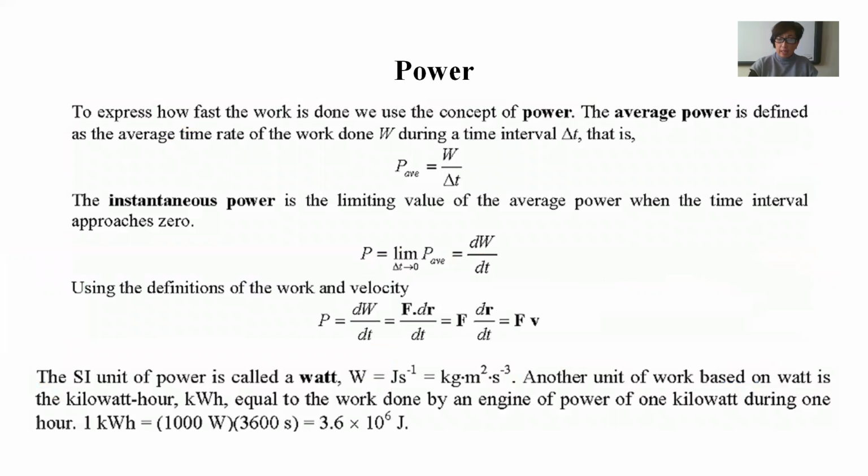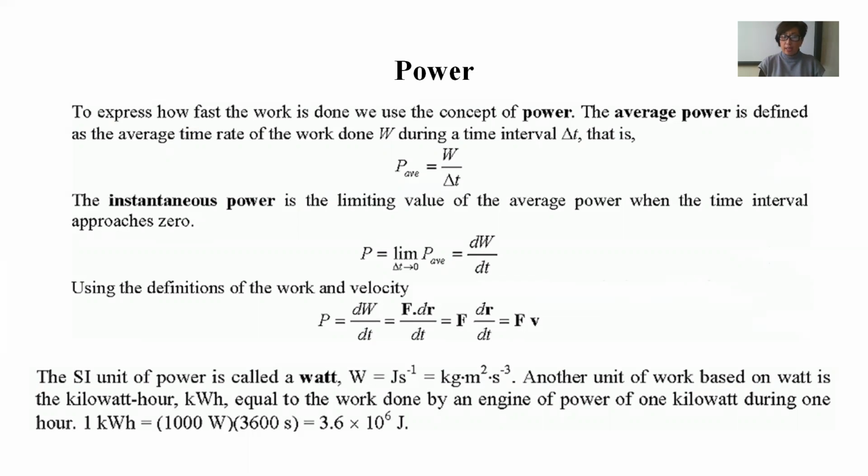The next physical term is power. To know how fast the work is done, we use the concept of power. The average power is defined as the average time rate of work done, W, during the time interval delta T. Average power is work divided by the time interval.